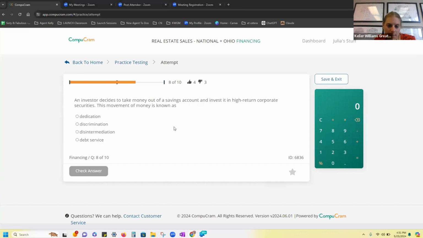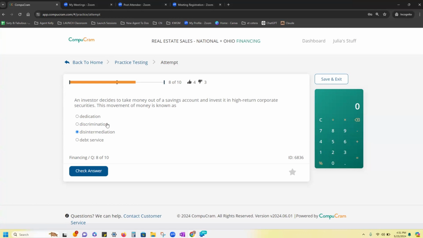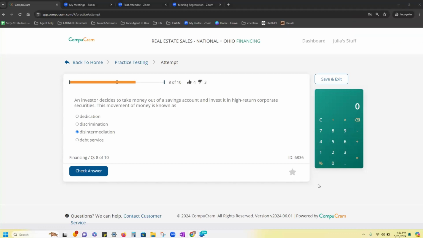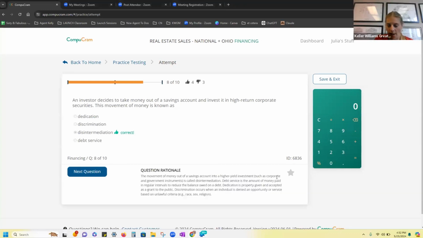So an investor decides to take money out of a savings account and invest in high return corporate securities. The movement of money is known as A, dedication, B, discrimination, C, disintermediation, or D, debt service. So instead of high return, the last one said higher yield. Can you repeat yourself? Yeah, the last time we had this question, it was something similar. It was disintermediation, and that's correct. Okay, perfect.